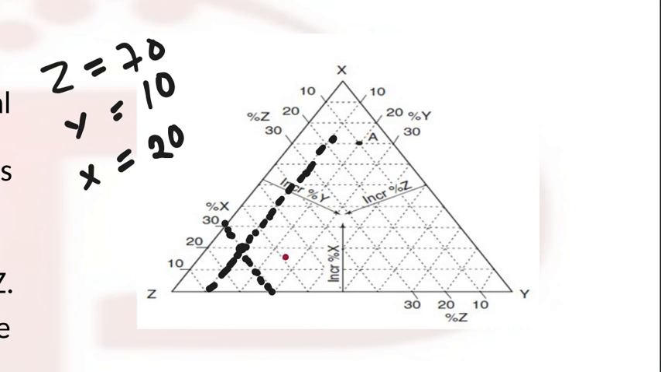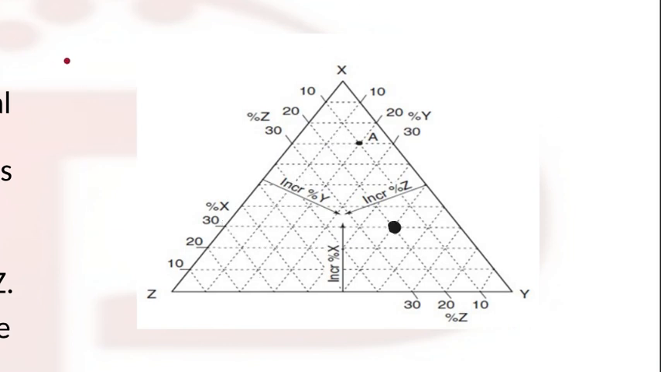Let me show you another line. This line is parallel to YZ, so it gives the composition of X: 10, 20. Understood? X, Y, Z percentage at this point.